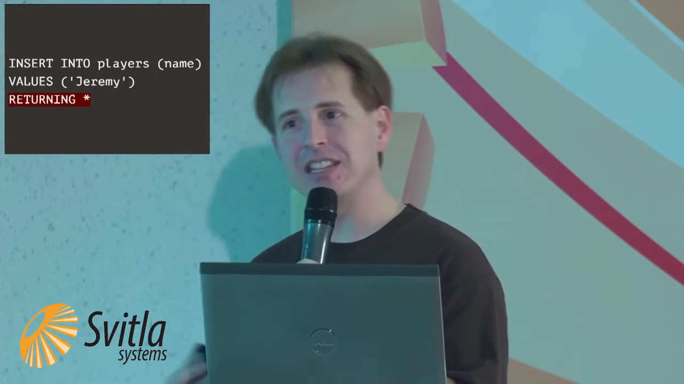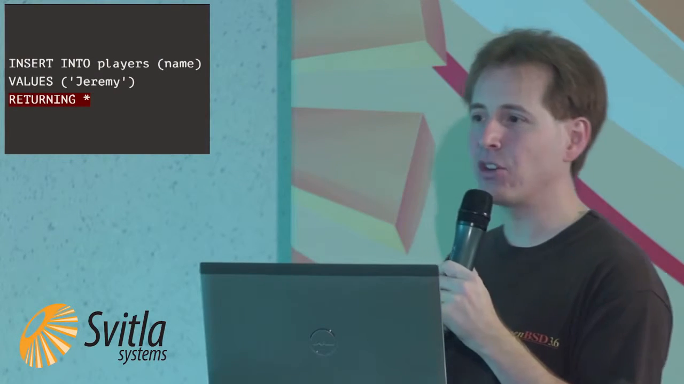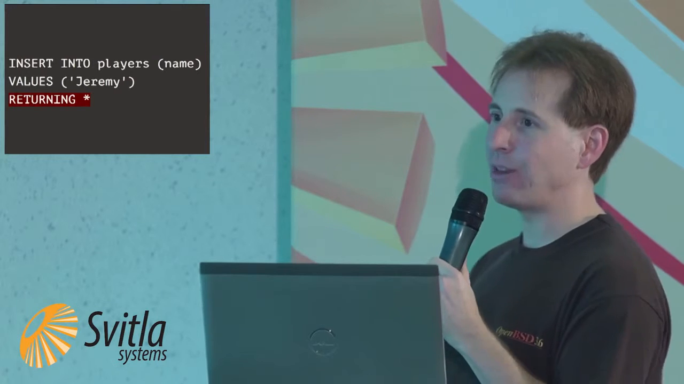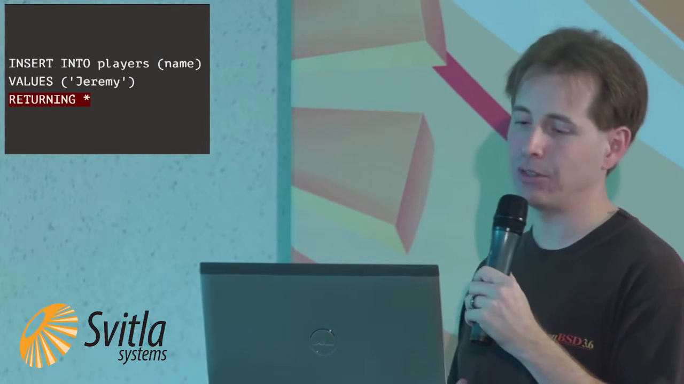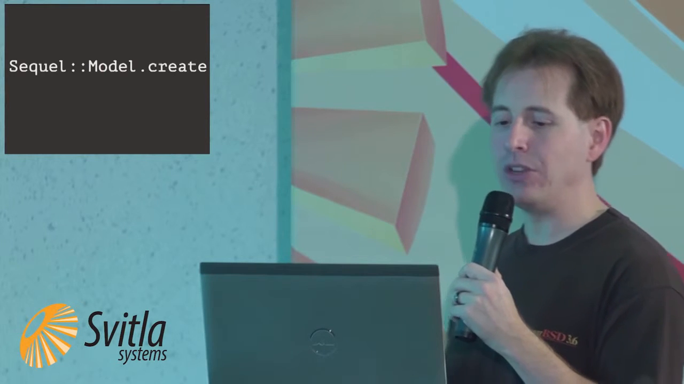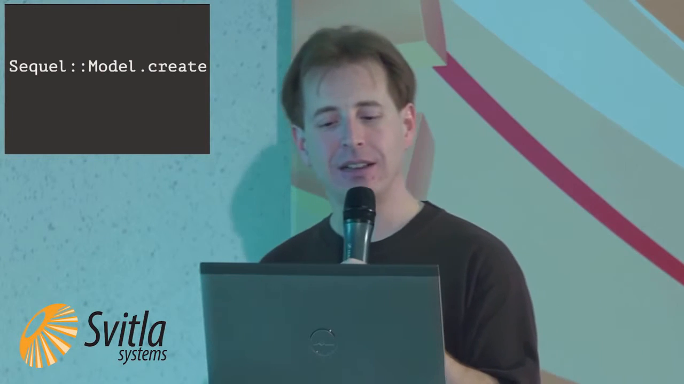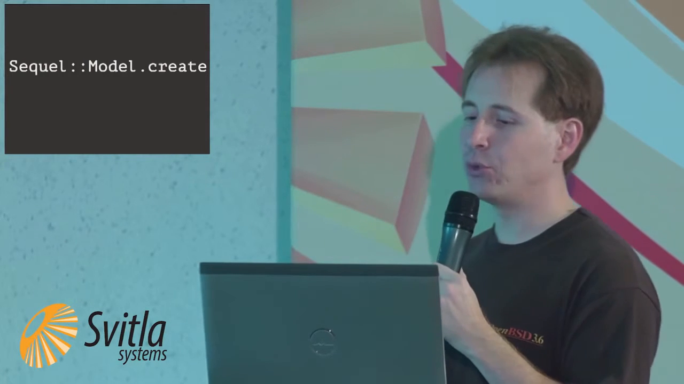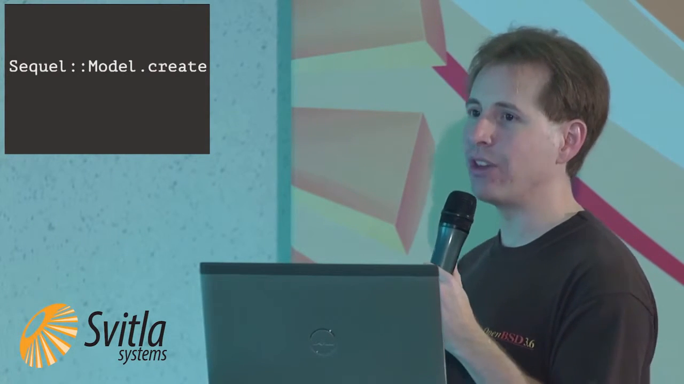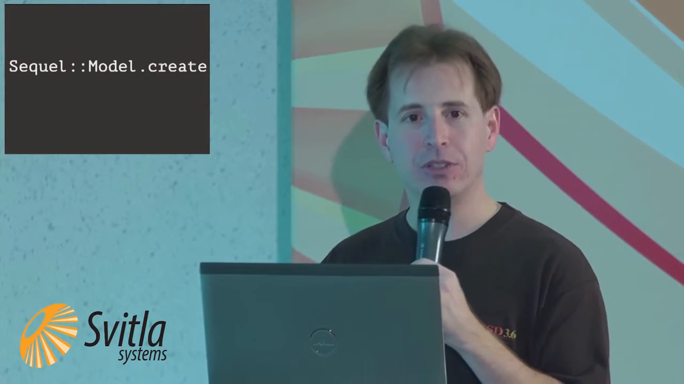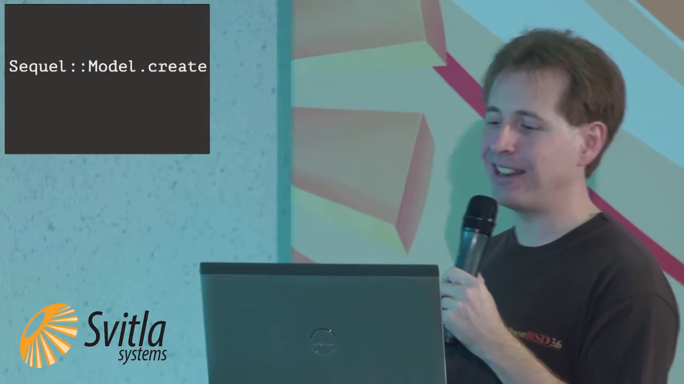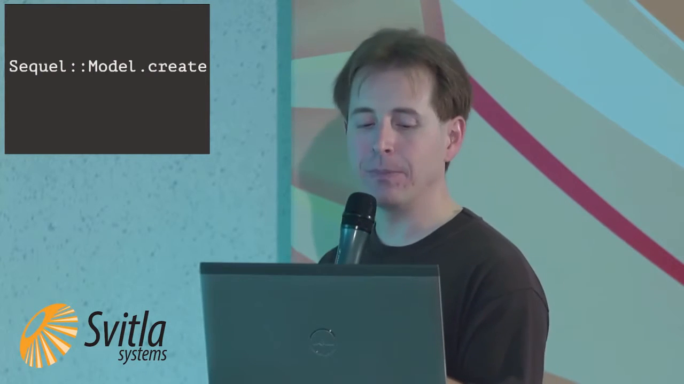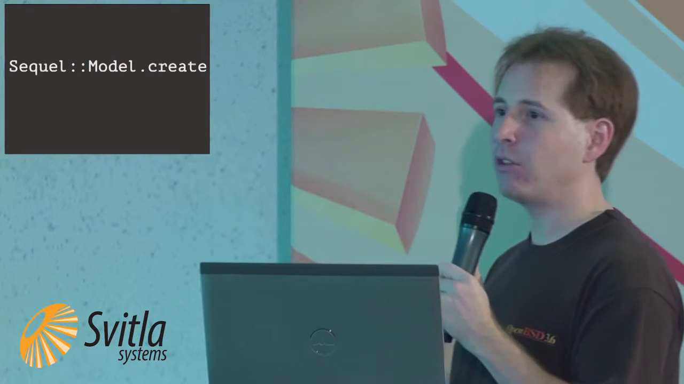And while you could get this information separately using a select query, this combines the insert and select into a single query, which is faster and avoids race conditions. Now, by default, when you create new model instances, Sequel will use the primary key of the inserted row to retrieve the inserted row values with a select query. However, since Postgres supports returning, Sequel does the insert and select in a single query that uses returning star, which speeds up all model creation automatically.